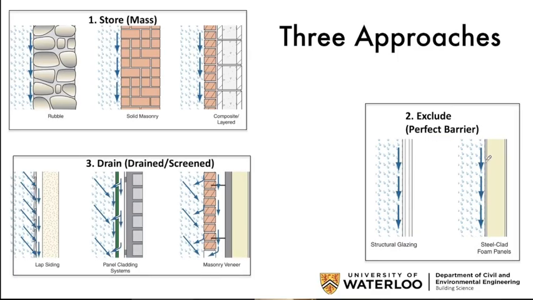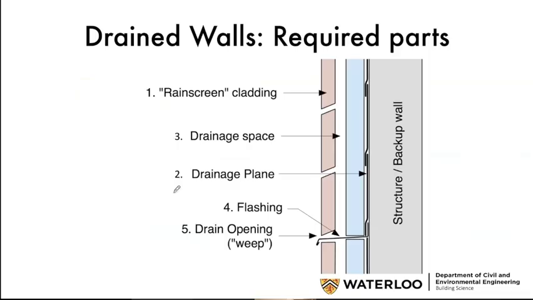So here are the three approaches: storage, exclusion, and drainage. And when I talked about the drained walls, I mentioned there are 5 requirements.